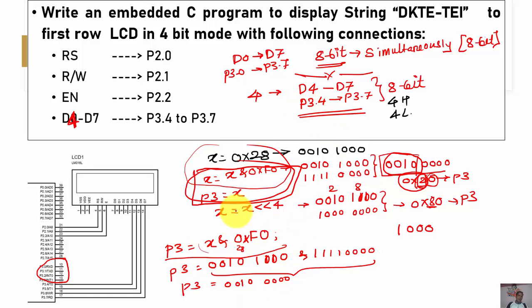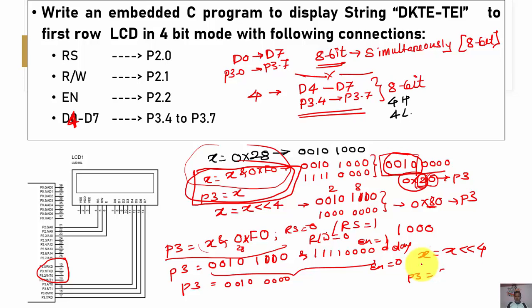Then again as usual, make RS = 0 to transfer a command, or if it is data then RS = 1, make the R/W bar pin = 0 and EN = 1, then delay and again EN = 0. And after this, again x = x shifted to left by 4, right? And then P3 = x ANDed with 0xf0. So what will happen? Ultimately 0x80 is transferred or forwarded to this LCD, right?